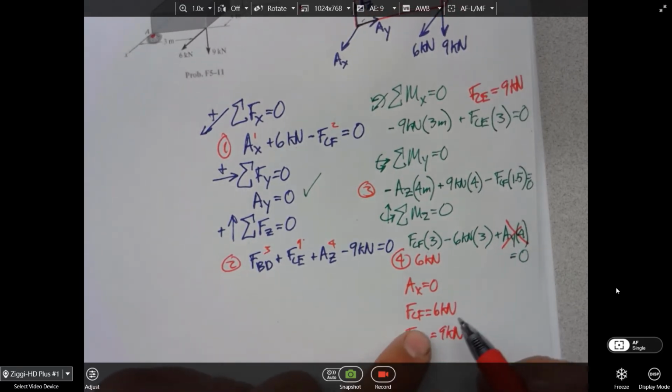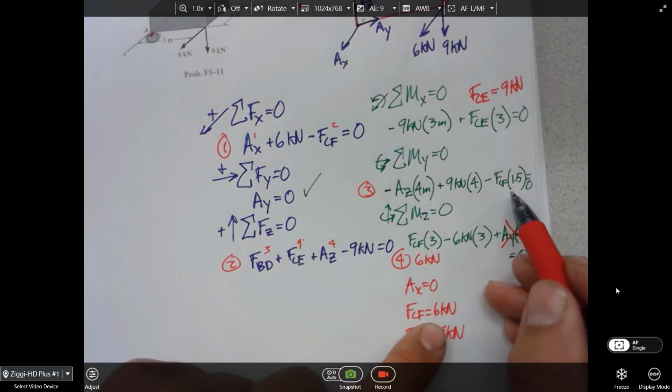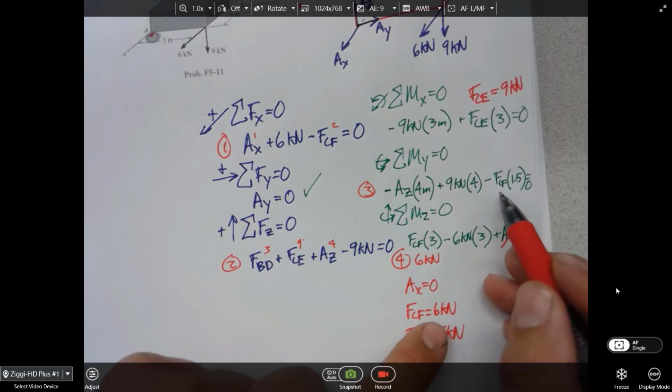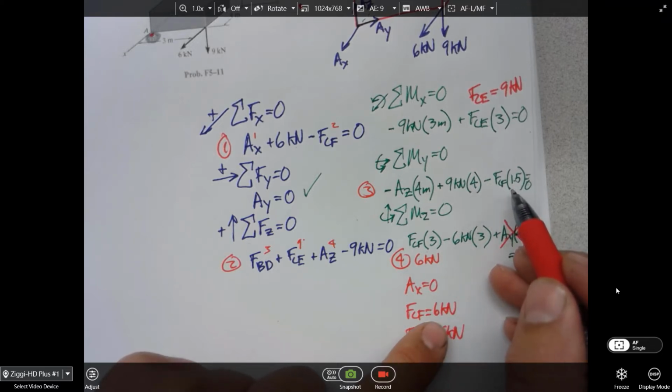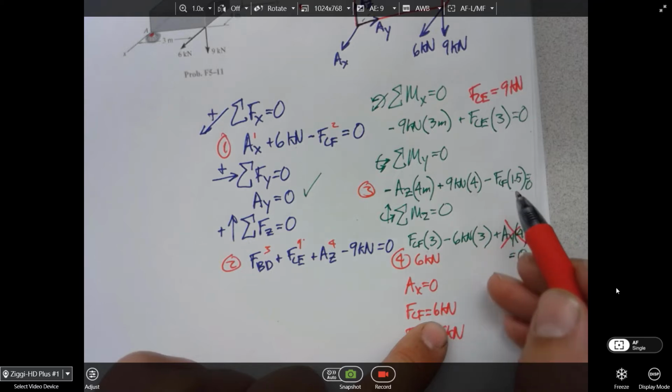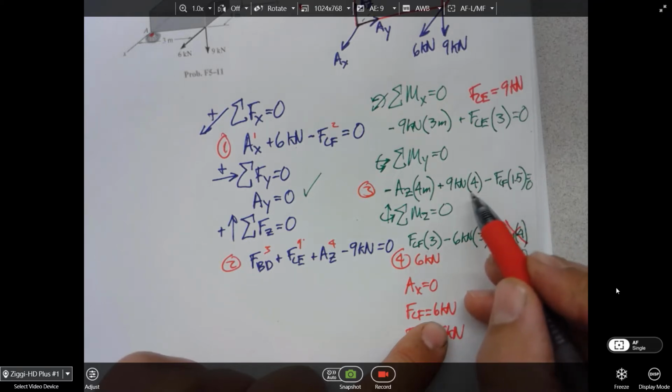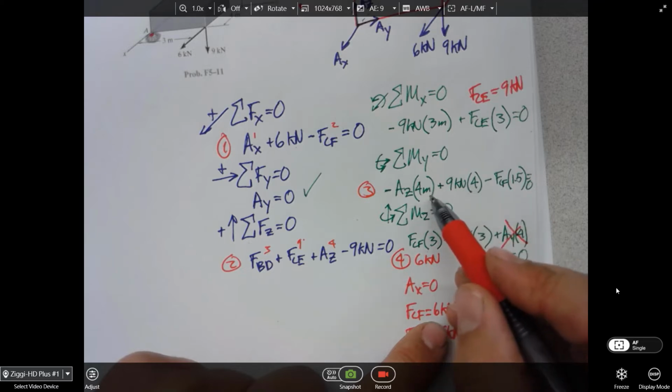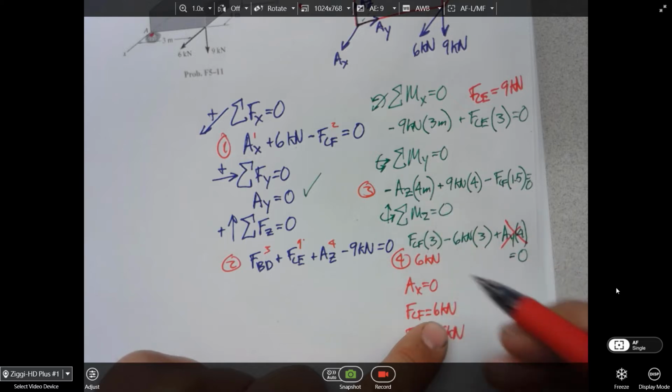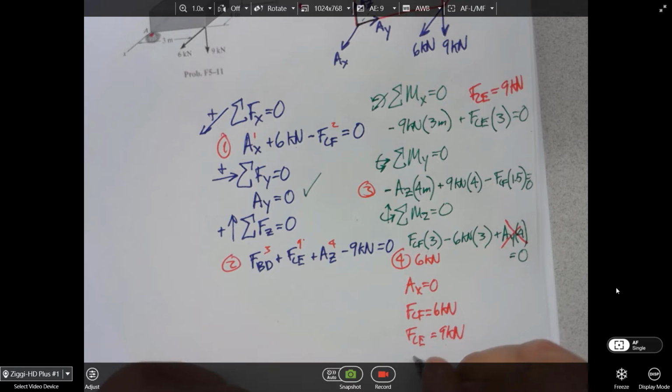Knowing FCF is 6, we could come up here and it looks like AZ, let's see, oh no, we'd actually have to do the math on that one. Darn it. 6 times 1.5 would be 9, right? Yep. So then it would just be 3 times 9, which is 27, divided by 4. Oy, 6.66, I think. Is that right? 27 divided by 4?